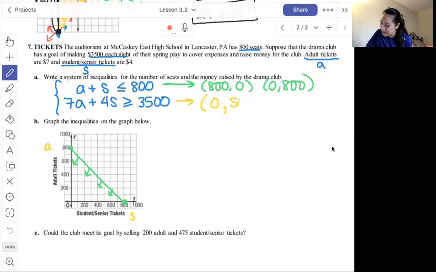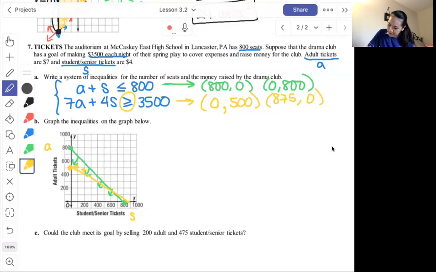So this would be 500 adult tickets. And then if I do 3,500 divided by 4, I get 875 and then 0. So it'd be somewhere close to 900, but not quite. And this is greater than, so it's shading up. So this is the area that I want to be in.